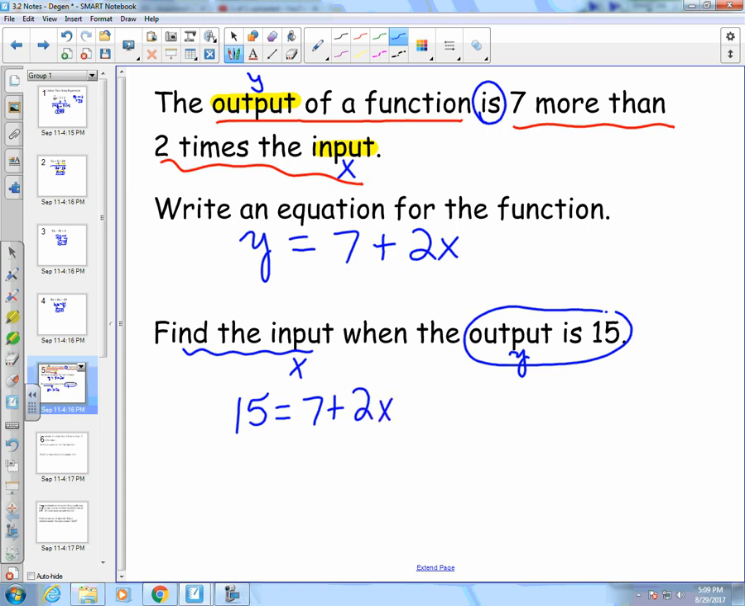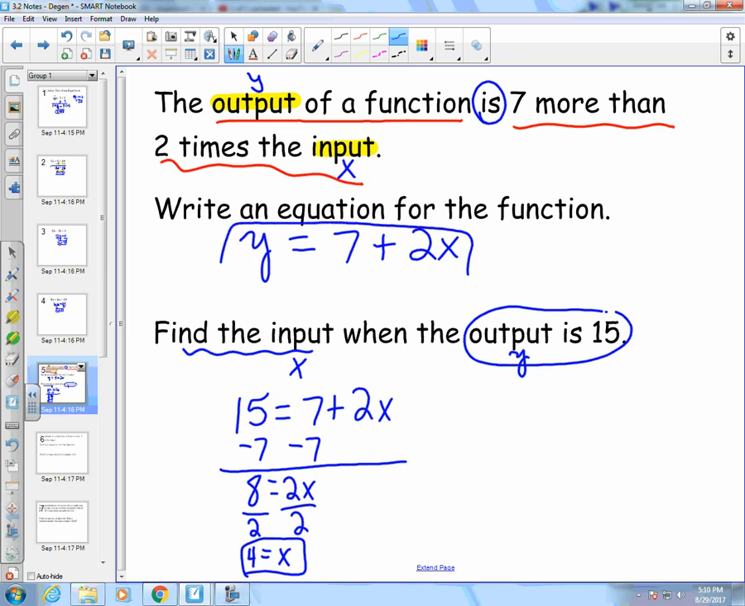Here's a two-step equation. Start subtracting 7 on both sides. We'll have 8 equals 2x. Divide by 2 on both sides and find out that x is equal to 4. So you have two parts. You need to find out what x is, and you have to be able to write the equation. Make sure that you do both of those parts on the test question and on your homework.